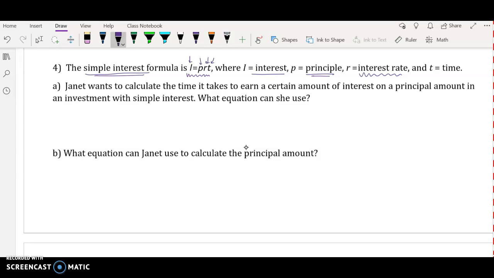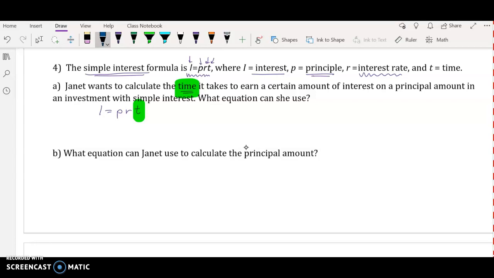Then we have Janet here. She's trying to calculate the time it takes to earn a certain amount of interest. So we want to figure out what equation she could use. So it's going to be involving the I equals PRT. And so she actually wants to know specifically how to calculate the time. So what we're going to do is that is going to be the variable that we are going to solve for. So right now, it's P times R times T all together.